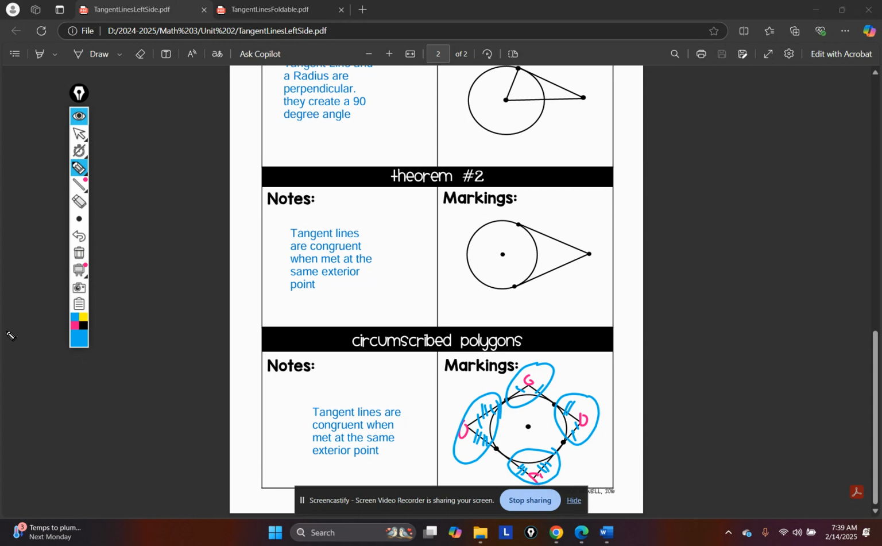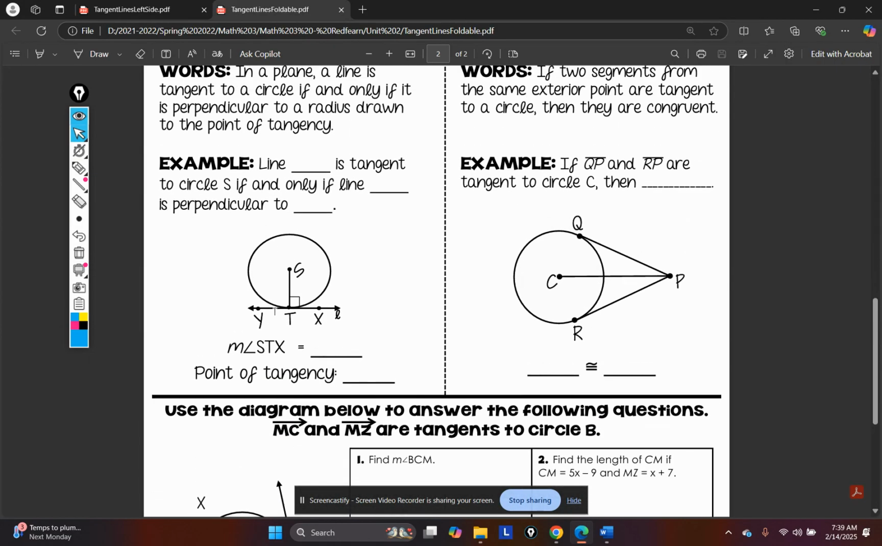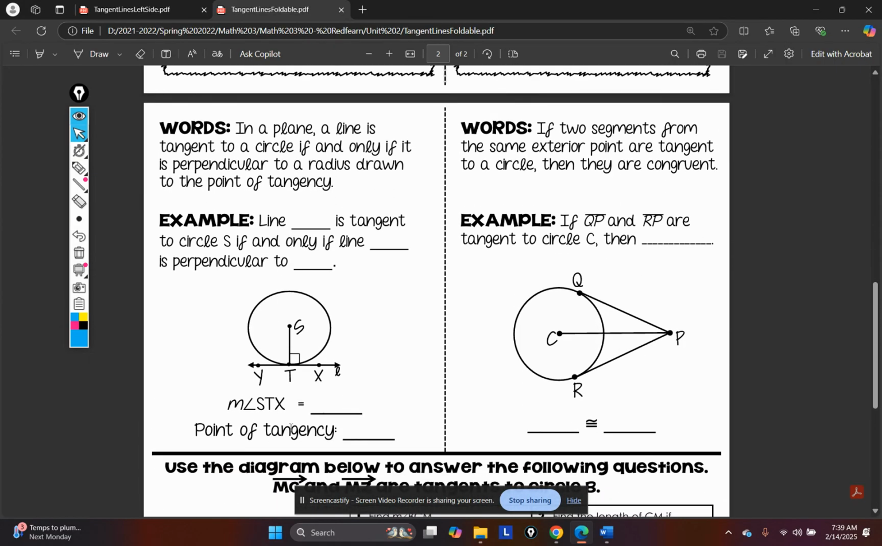Okay? So let's talk about tangents and go over some of these problems. So we have, for example, the first one. It says line L is tangent to circle S if and only if line L is perpendicular to ST.